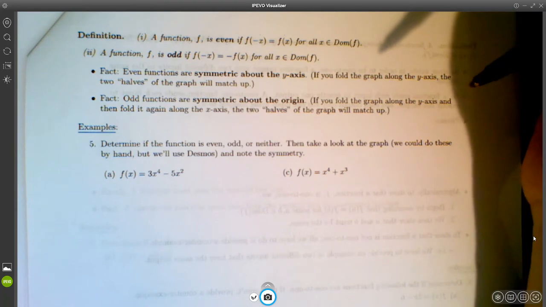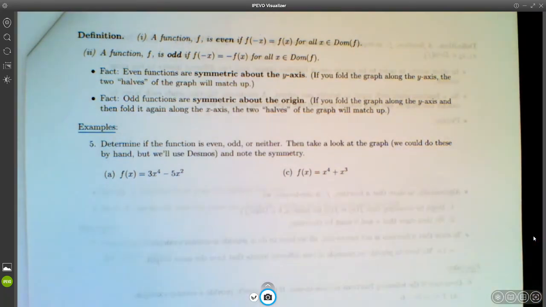You may recall that we have even and odd identities for the trig functions. Some of the trig functions are even, some of them are odd. In fact, there are two even trig functions: secant and cosine are both even functions, and the other four trig functions are odd. Sine, tangent, cotangent, cosecant, they're all odd functions.